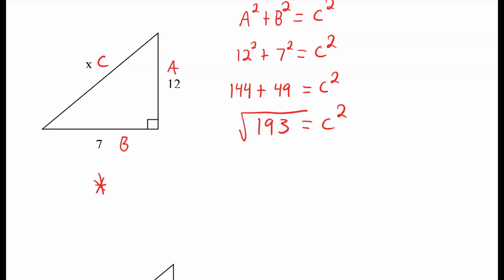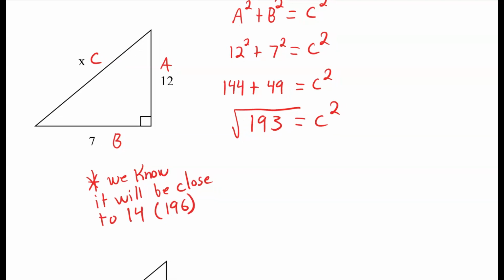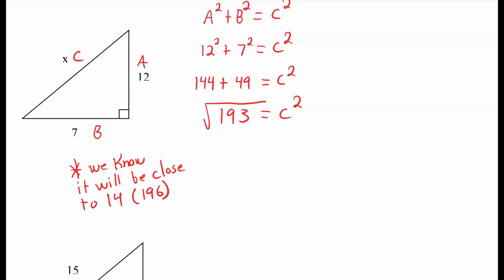196 is a perfect square. So we know it will be close to 14, which is 196. Now, if we did put this into our calculator, we're going to find that c would be equal to 13.89, which stays true. So we're close to that 14.